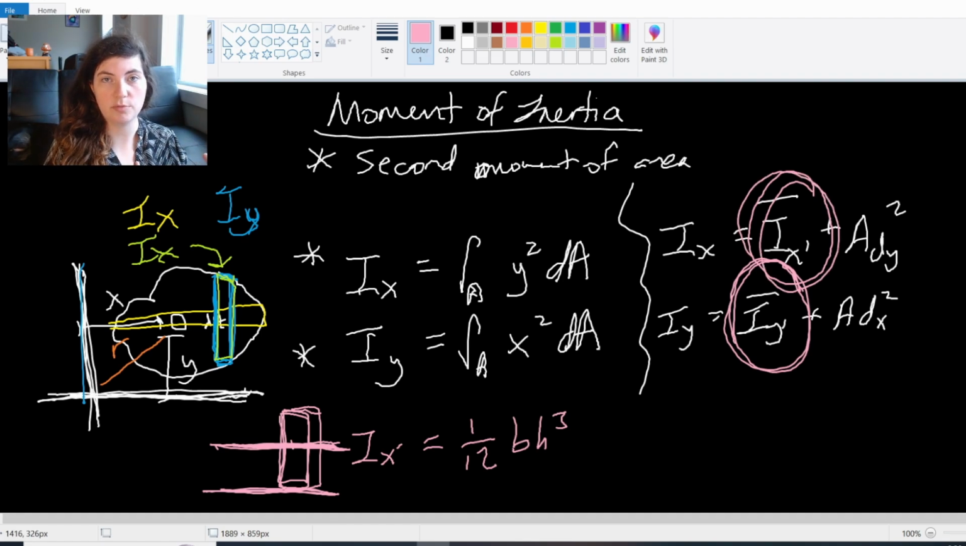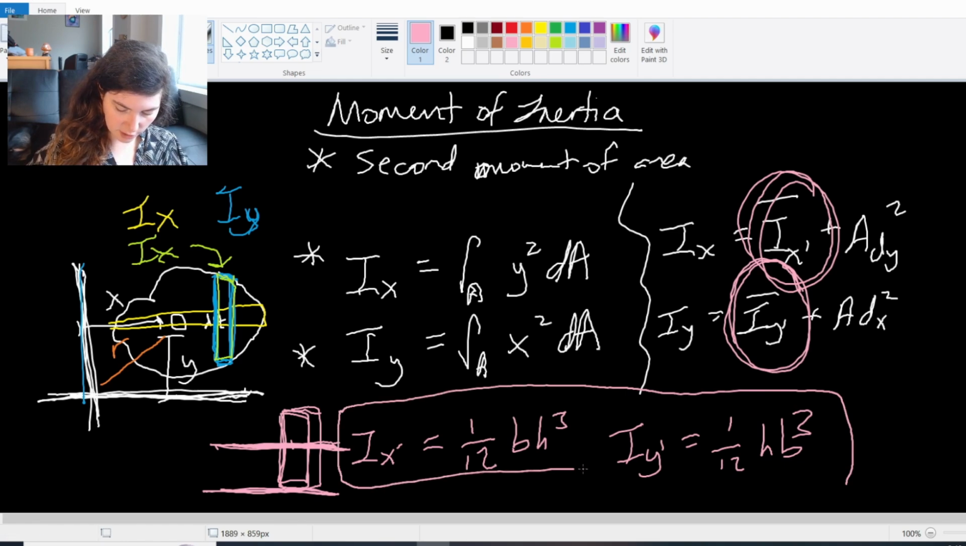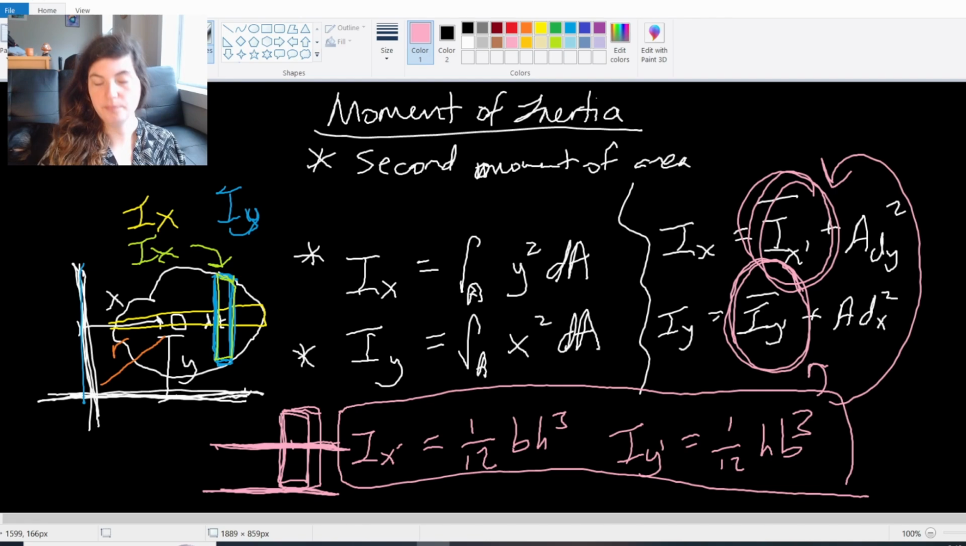You're just going to look them up from the table, and it's pretty much always going to be the rectangular one, because our differential slices are almost always rectangular. We really don't work in 3D for these. We're always working in 2D. So it's going to be 1/12 height times base cubed for the I sub y. These are the two main equations that you're going to be plugging into one of these two terms. So that's the first part of the parallel axis theorem.